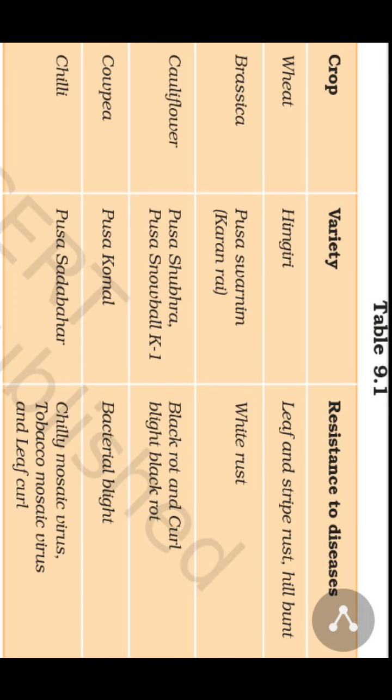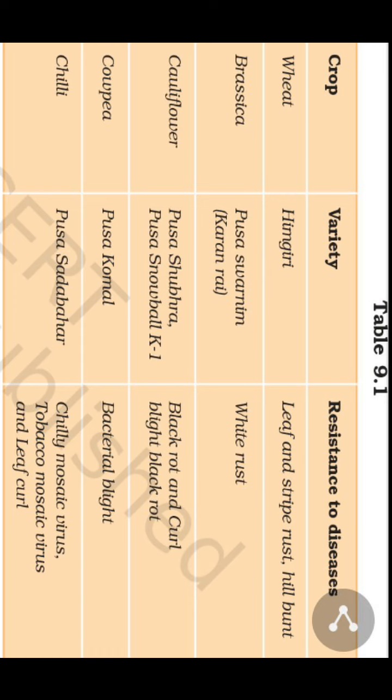What are fungicides? The chemicals which we use to kill fungus or fungi are called fungicides, and the chemicals which we use to kill bacteria are called bactericides. So the usage of these chemicals will also reduce when we go for organic farming by introducing resistant varieties.